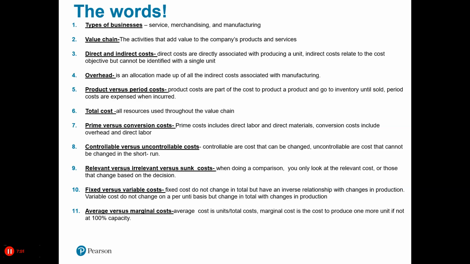This is the list I was telling you about. These were all the words, and you need to understand what all these mean, because you're going to be using this in the rest of the book.